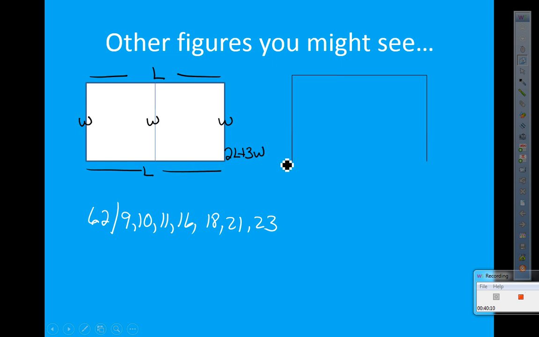You might also see one where you're doing a plot of land along a river. Well, once you do that, here's a width, here's a width, here's a length. So the amount of material that you're using, 2W plus L. The area of it, it's still L times W.